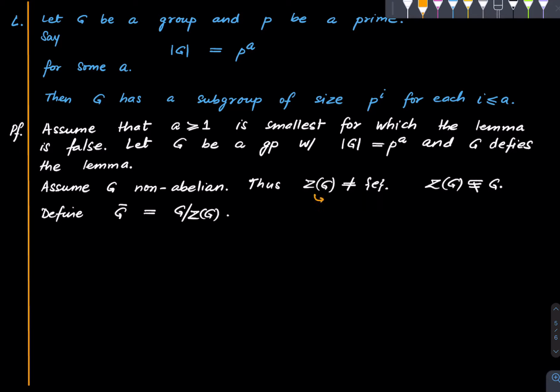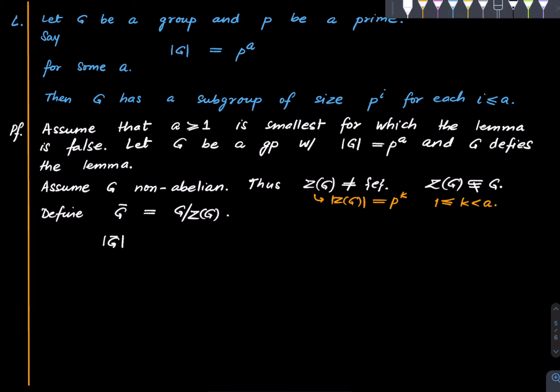So let's say the size of Z(G) is p to the K, where K is in this range. K has to be at least 1 because the center is non-trivial, and it has to be less than A because it is a proper subgroup of G. So with that, G bar is also a group.